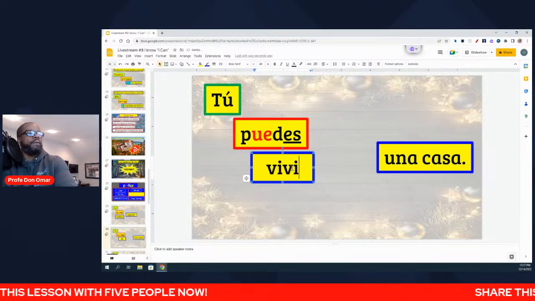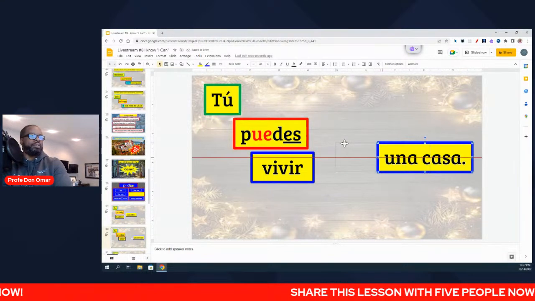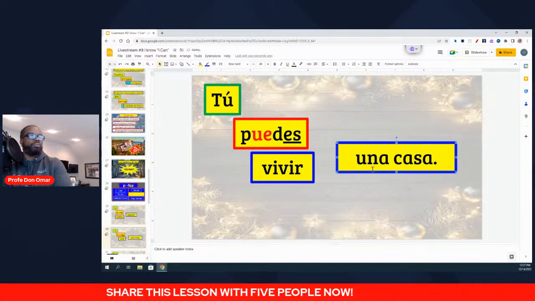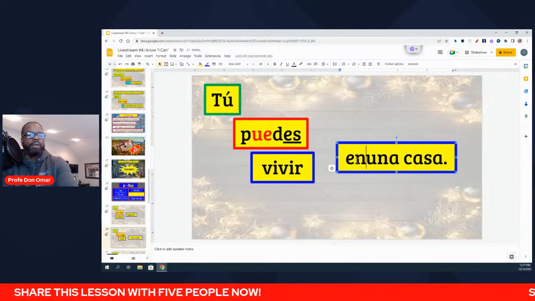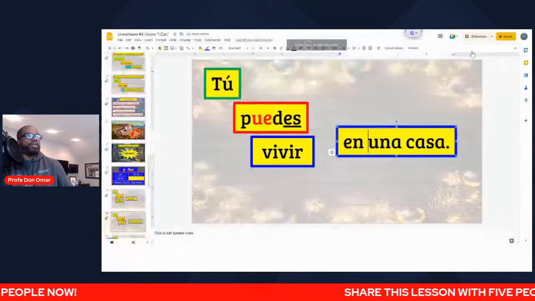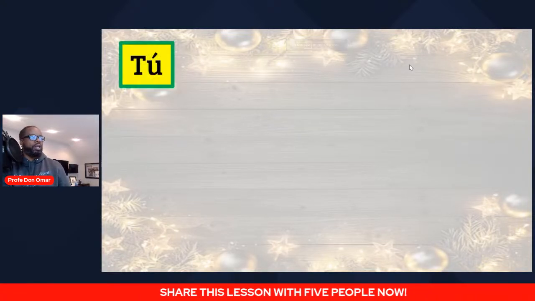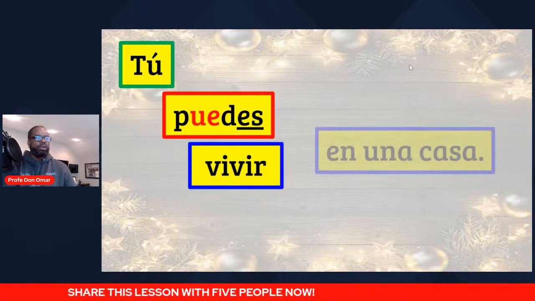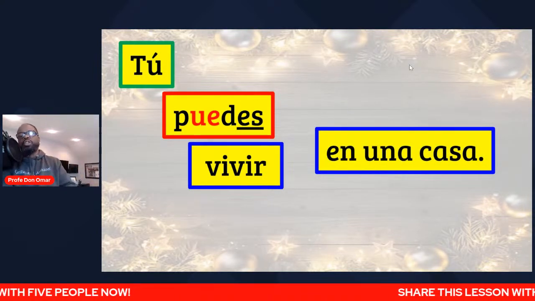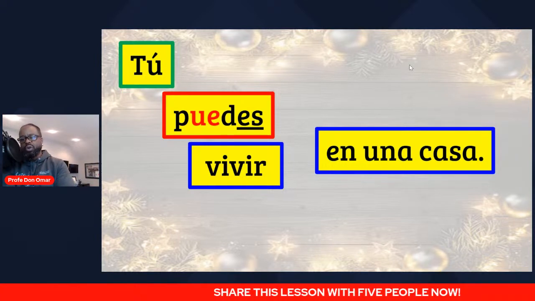Tú puedes vivir. All right. Tú puedes vivir en una casa. And we're going to add this phrase in here at the beginning to make it make sense. All right. There we go. Tú puedes vivir en una casa. Right? You can live in a house. Now, these are not great sentences by any means. We're just showing you how this works, right? Tú puedes vivir en una casa. You can live in a house.